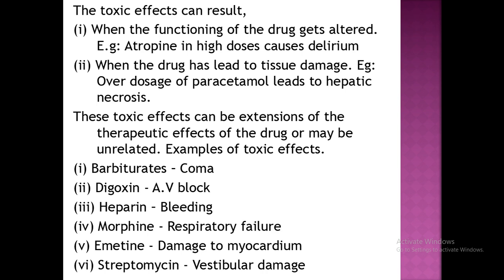Morphine, which is a painkiller analgesic, can cause respiratory failure. Emetine, which is used for induction of emesis, that is vomiting, and it is also an antiprotozoal, can cause damage to the myocardium. Myocardium is the muscular tissue of the heart.